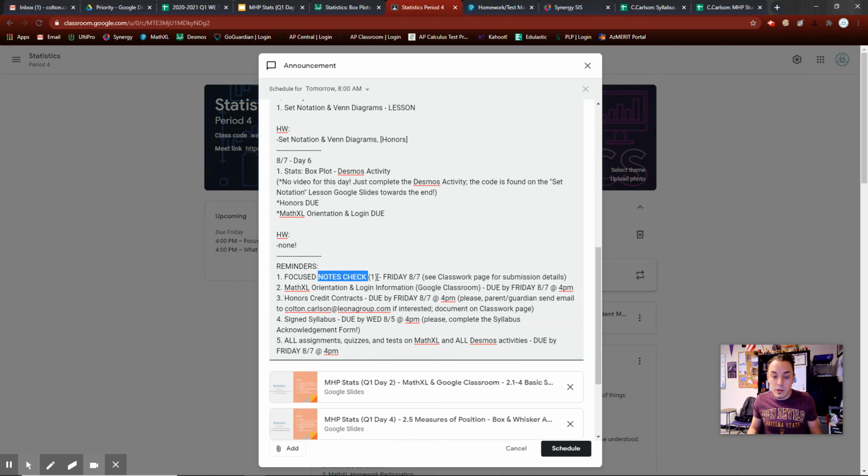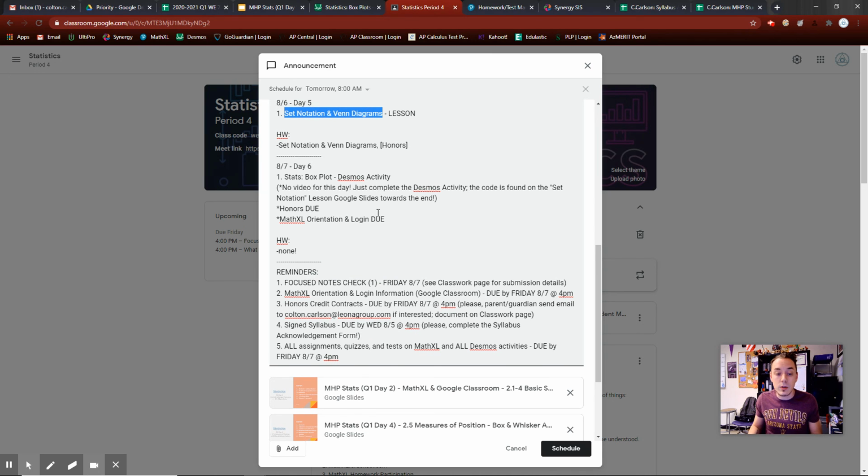So you have focus note checks, a check on the set notation, the lesson that we literally just finished, the set notation Venn diagram. You have a focus note check on that. Make sure you go to the classwork page for submission details because you need to submit that. You need to take pictures and submit it. I will be grading it accordingly. It needs a summary, needs a heading, needs the essential question, and so forth.